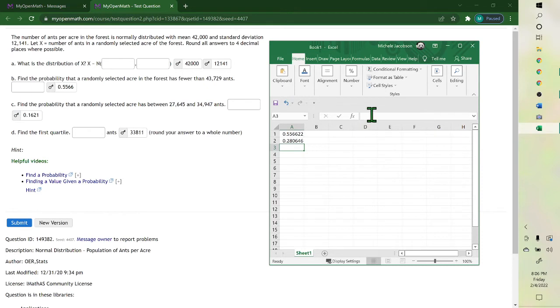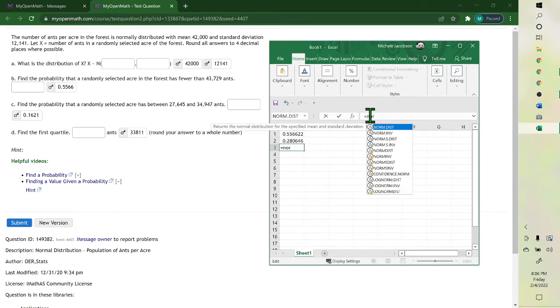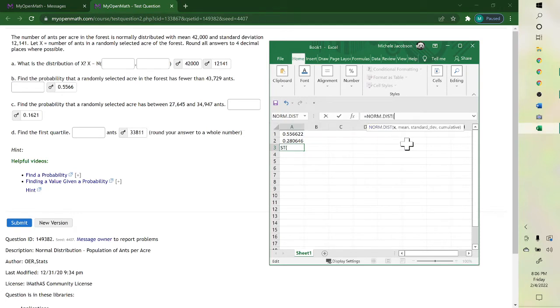So if we find equals norm, the X value 2727645, the mean 21, standard deviation, comma, 1, and hit enter. Now when you subtract these two, we should get this value. And you can go equals this one minus this one, and hit enter. So we had to subtract them.